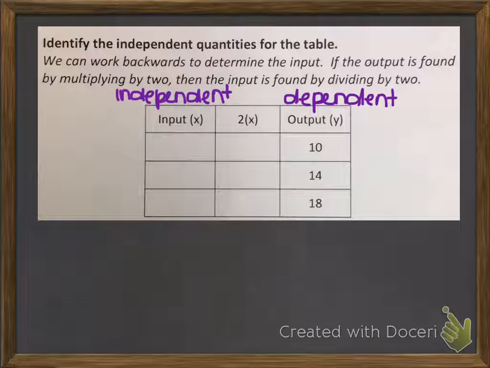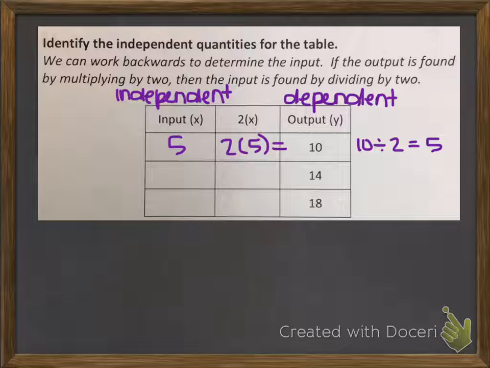Well, the rule is 2 times x equals the output. 2 times x is going to equal 10, so 10 divided by 2 will give us the x value, which is 5. So the input is 5. 2 times 5 equals 10.